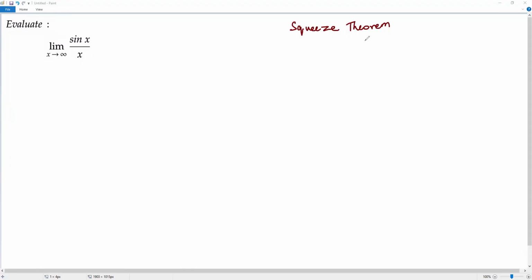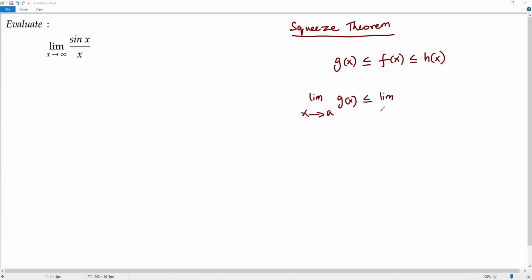To understand the squeeze theorem, let's consider three functions in an inequality, that is g of x less than or equal to f of x less than or equal to h of x. Now I'm going to take a limit for all these three functions in this inequality, that is the limit as x approaches a of g of x, less than or equal to the limit as x approaches a of f of x, less than or equal to the limit as x approaches a of h of x.